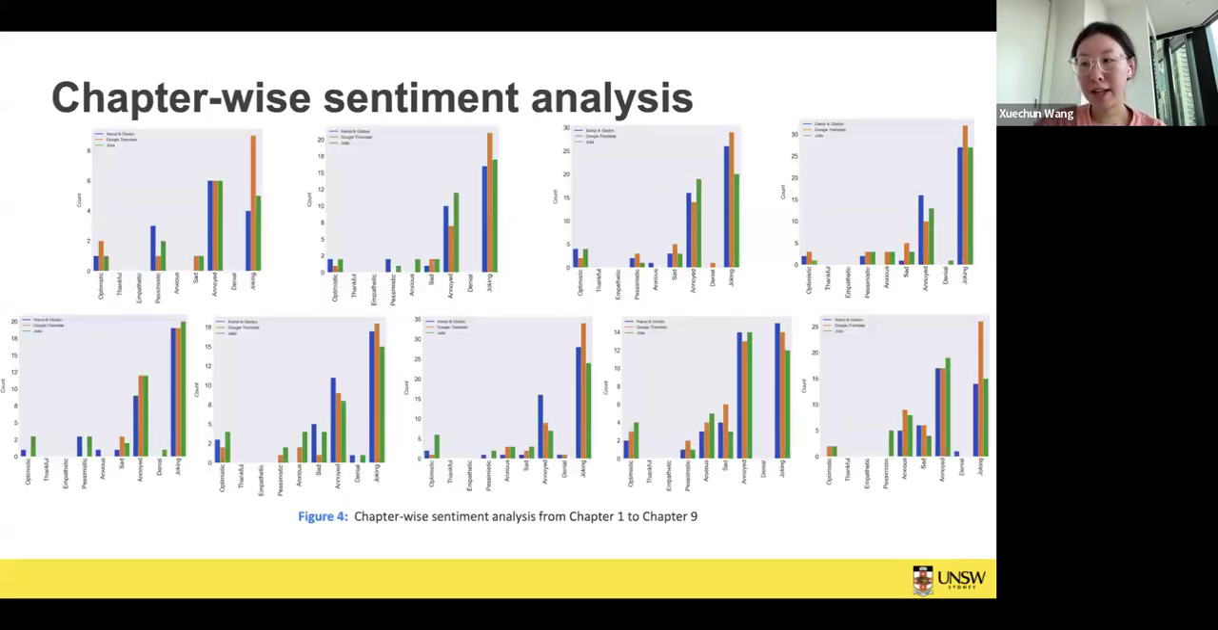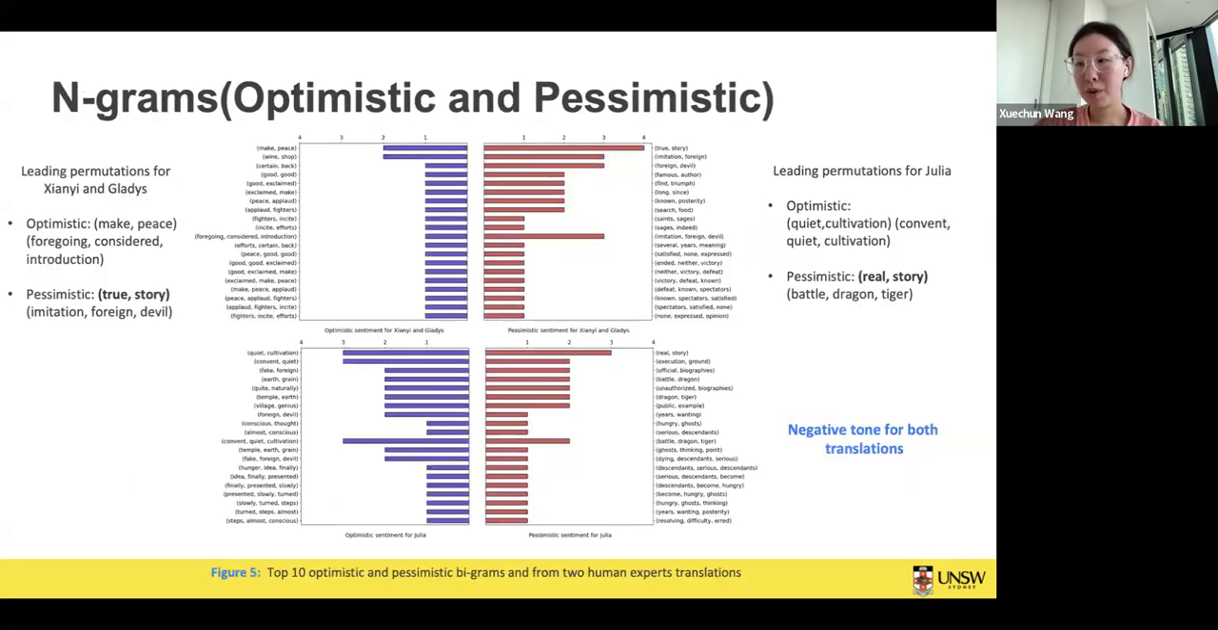Those are the chapter-wise sentiment analyses from chapter 1 to chapter 3 across the 3 translations. As we can see, annoyed and joking are over-reported in all 3 translations. Furthermore, I'll present the top 10 optimistic and pessimistic bigrams and trigrams of the 2 human expert translations. In our figure, the top subfigure is the n-grams for Xianyi and Gladys, and the bottom subfigure is for Julia.